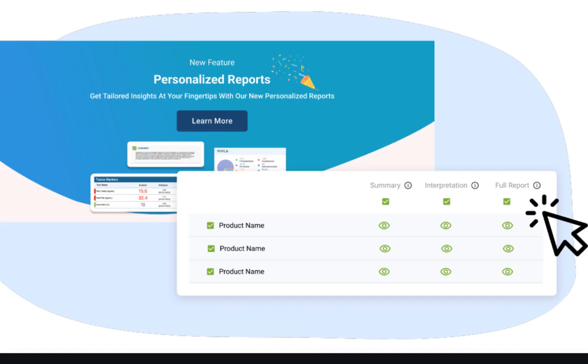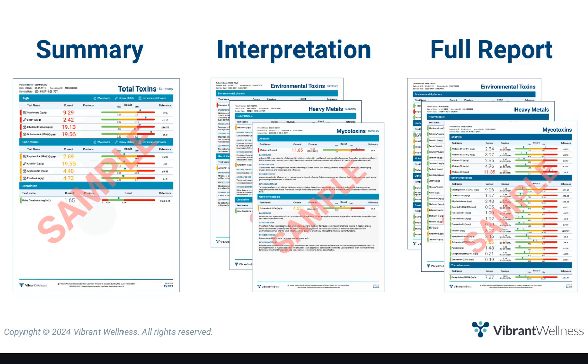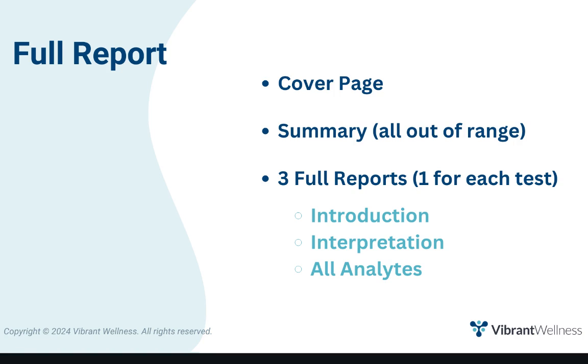Before we dive into the actual report, I want to remind you that you can choose how much information to include in the report you download for yourself or the report you share with your patients. You have 3 options: summary, interpretation, and full report. I'll be going over the report that includes all 3 options combined, as it is the most comprehensive. Let's start with a quick overview.